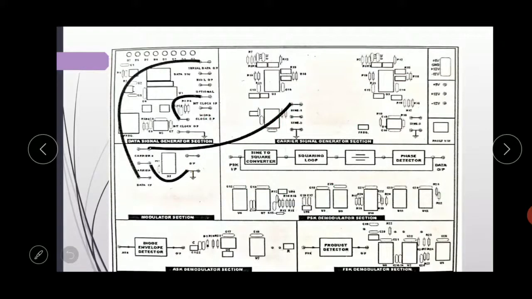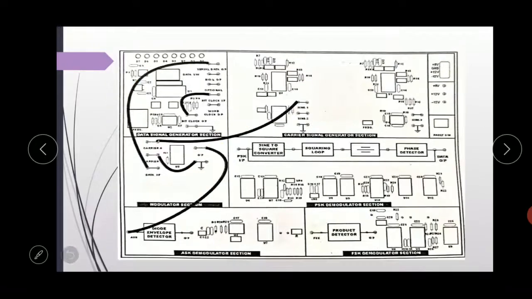Next, this is the connection diagram. This diagram is the connection for ASK modulation. This is the modulation section. To this modulation section we give two inputs. One is the input data stream, another one is the carrier signal. At the output we can observe the ASK modulated signal.